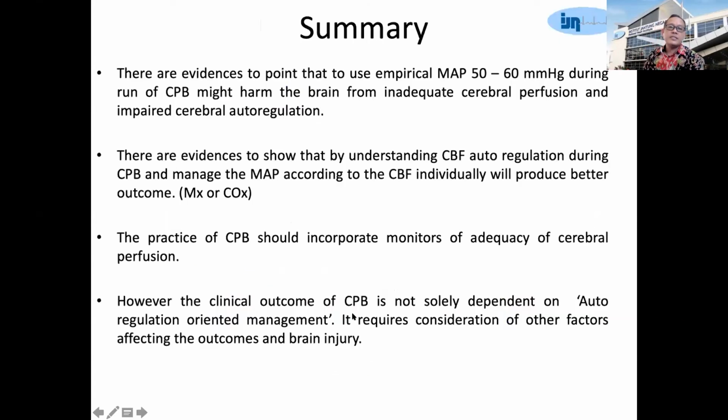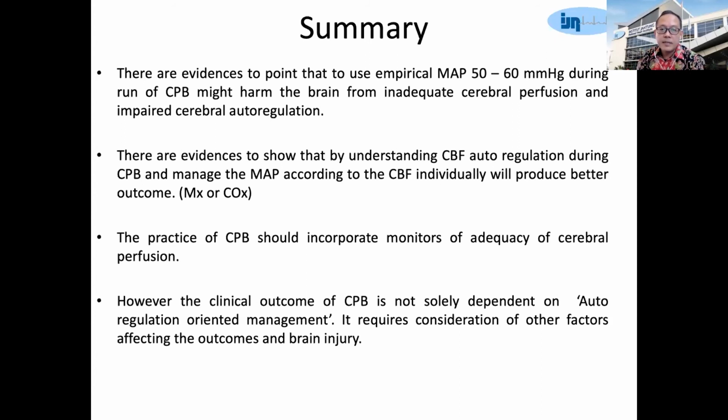In summary, ladies and gentlemen, there are evidences to point that to use empirical mean arterial pressure of 50 to 60 as our perfusion pressure during running of cardiopulmonary bypass might harm the brain from inadequate cerebral perfusion and impaired cerebral autoregulation. There are evidences to show that by understanding cerebral blood flow autoregulation during cardiopulmonary bypass and managing the mean arterial pressure according to the cerebral blood flow individually, will then produce better outcome.